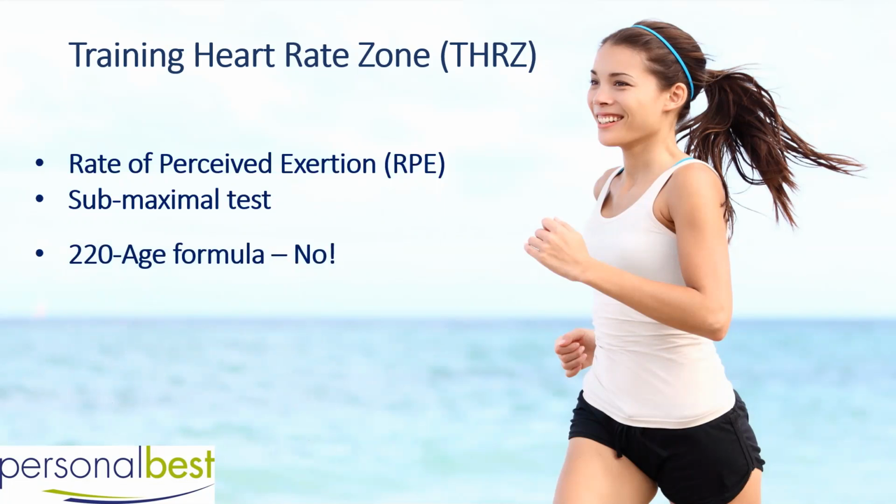Note that the 220 less age formula is quite inaccurate. A client may have a maximal heart rate of 30 beats higher or lower than the norm for their age. Therefore, the result you would get from such a formula can be quite inaccurate. So, as previously suggested, it's best to use either the rate of perceived exertion or a submaximal test to ascertain the ideal training heart rate zone.